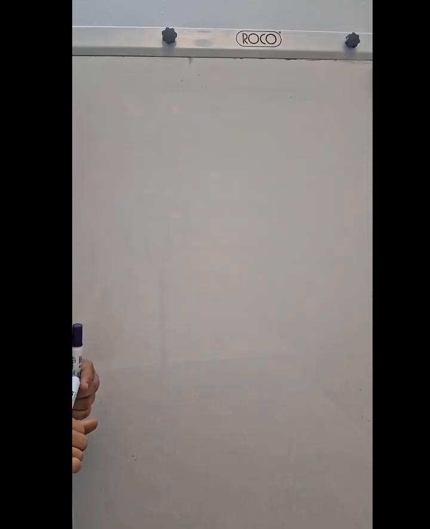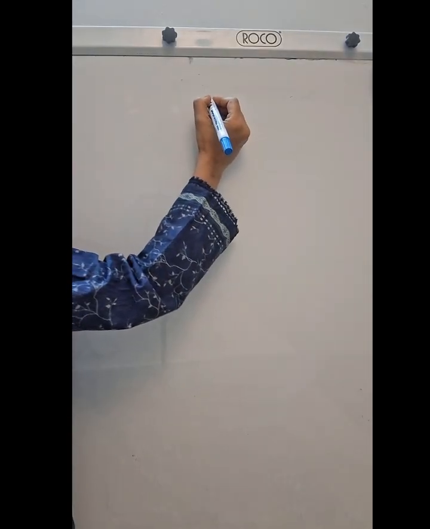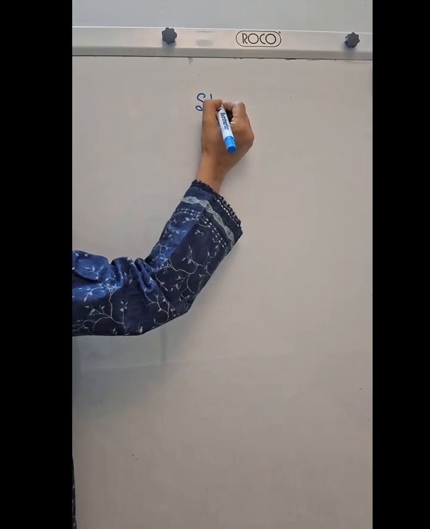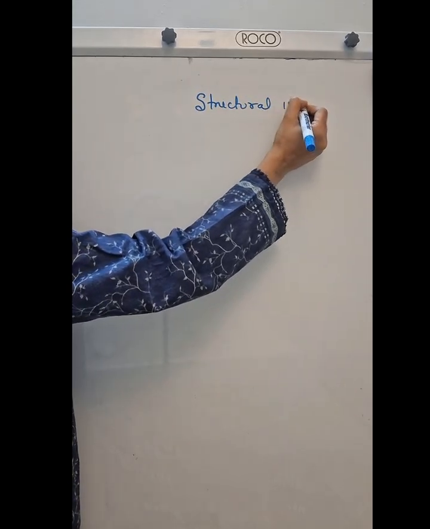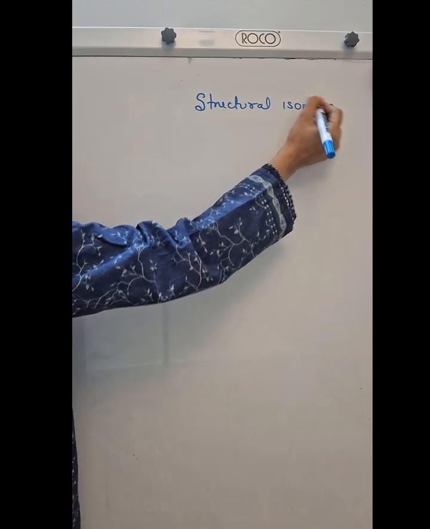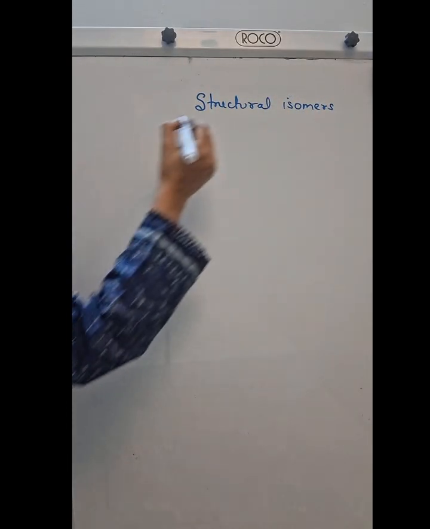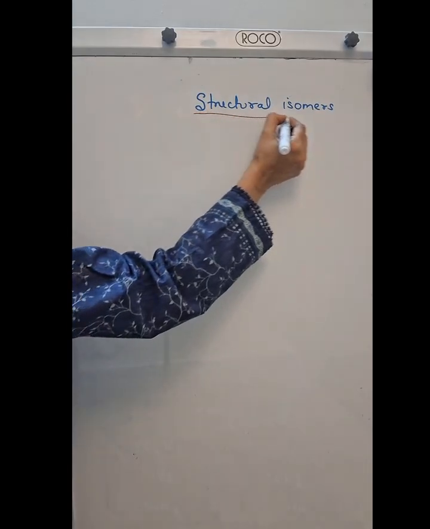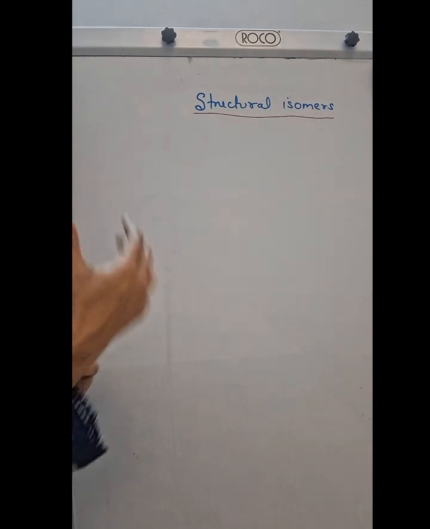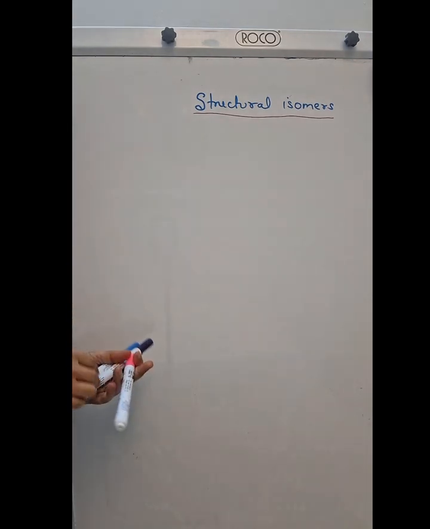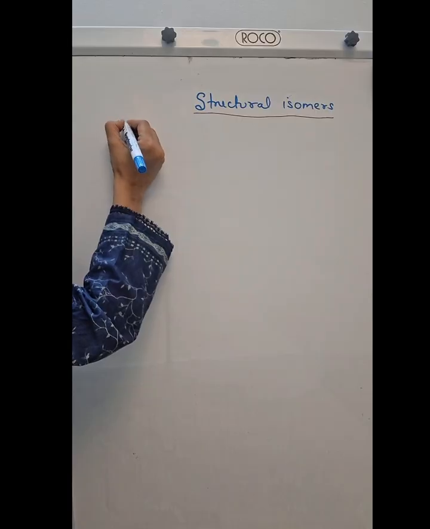Today we are going to learn about a very important concept in organic chemistry, that is structural isomers. First we will understand the definition of structural isomer and then we will see the example. It is a very important topic from the exam point of view because generally they ask questions from here. So what is structural isomer?